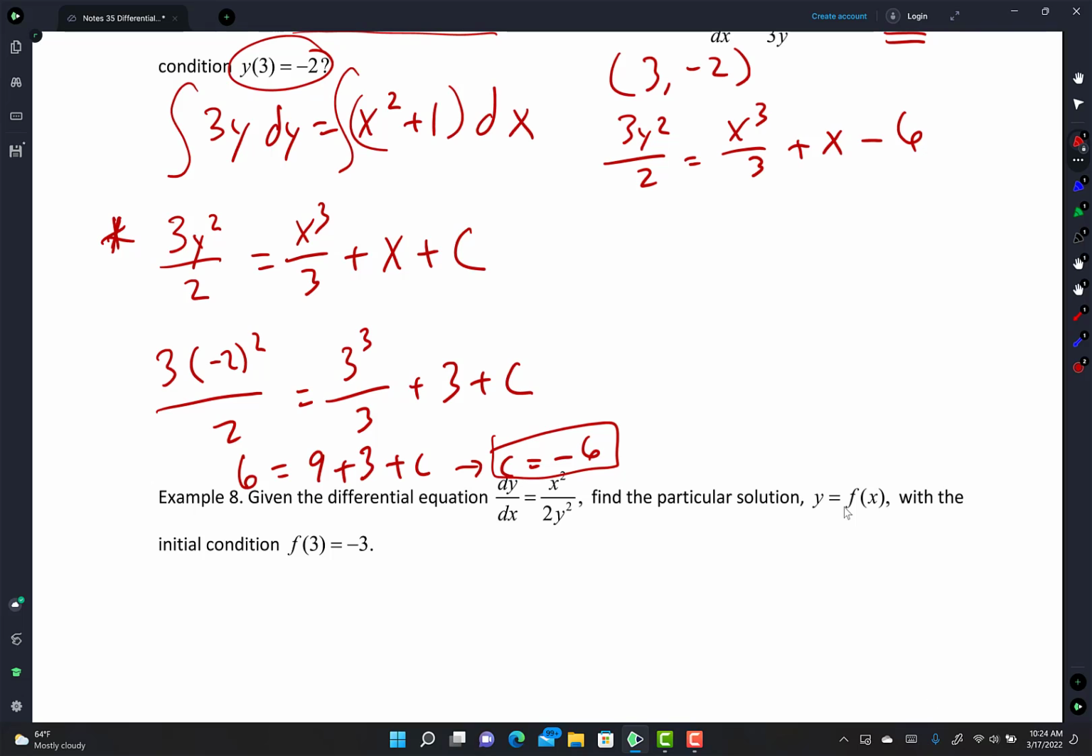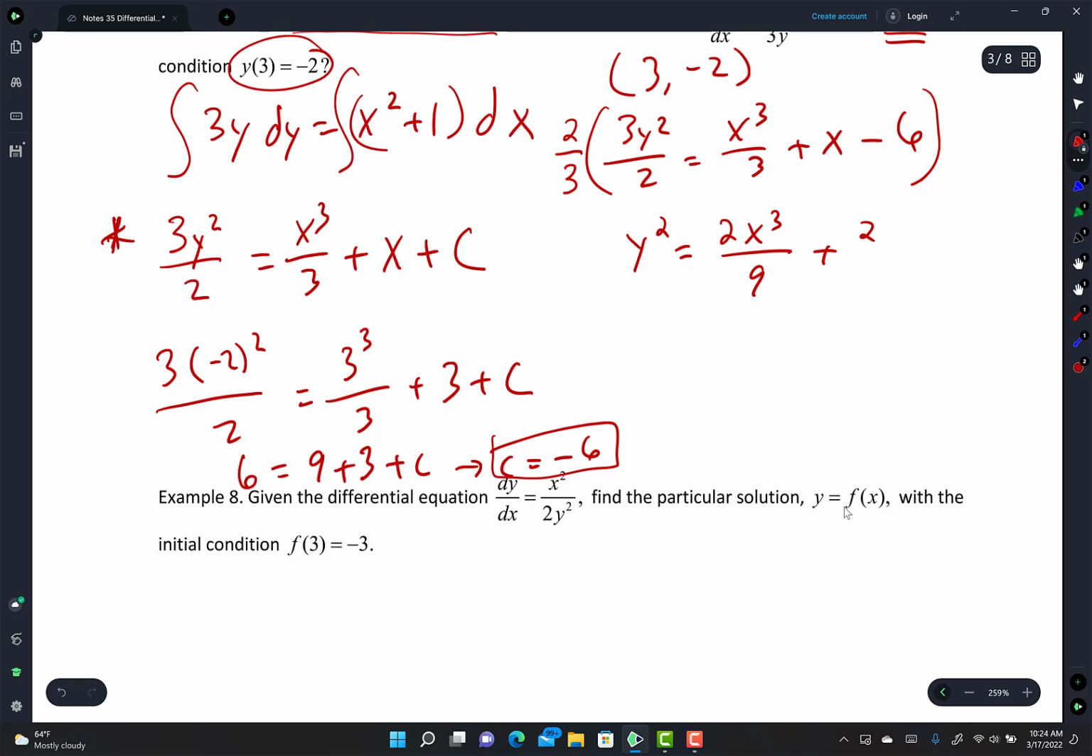All right. Next, you're trying to get y by itself, correct? So I'm going to multiply the whole thing by the reciprocal of 3 over 2 times y. So I can get rid of the 3/2. So I'm going to multiply by 2/3. Does that make sense to everyone? So when I do that, I'm going to have y squared equals 2x cubed over 9 plus 2/3 x minus, 3 goes into 6 twice, 2 times 2, 4. And check my math, because sometimes I make mistakes. We're just doing algebra. We're not doing calculus anymore.